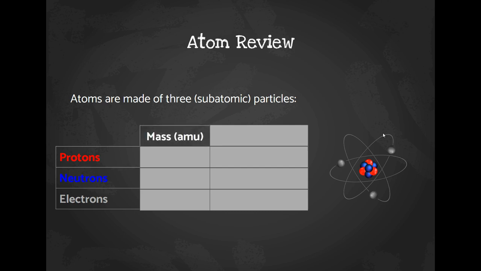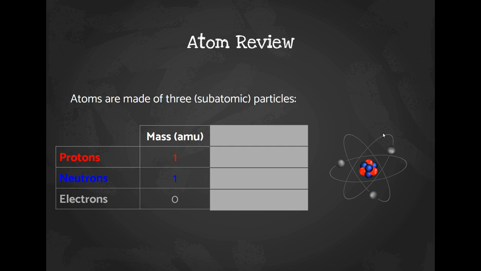The mass of each I'm going to show below. Protons, we say, have a mass of approximately 1 AMU. Neutrons have a mass of 1. And electrons, we say, don't have any mass. That's not entirely true, but for our purposes, it's okay. It's okay to think of electrons as so small, they basically have no mass.